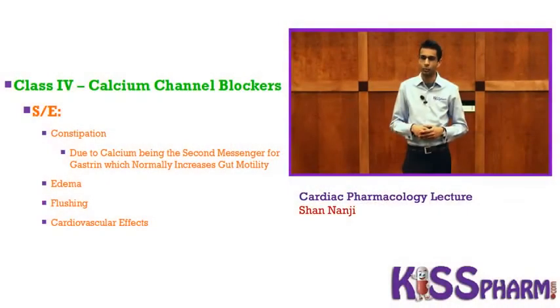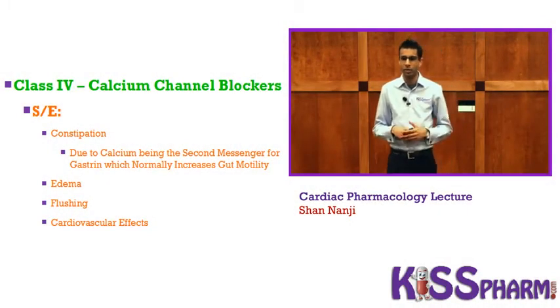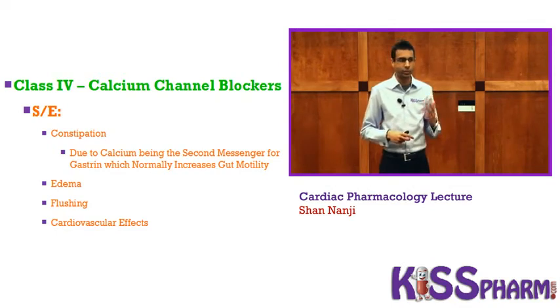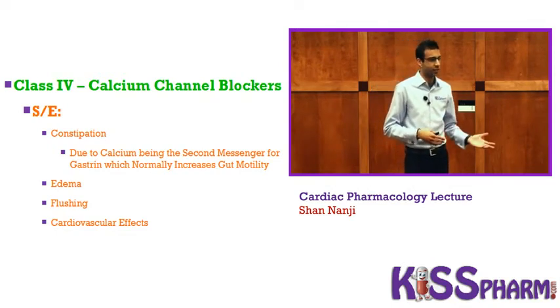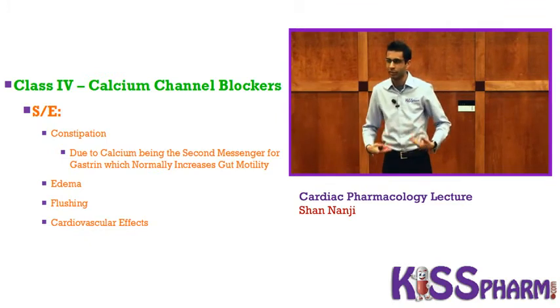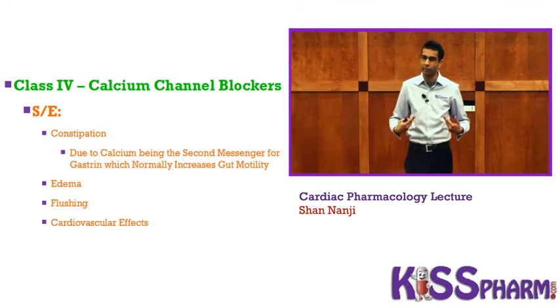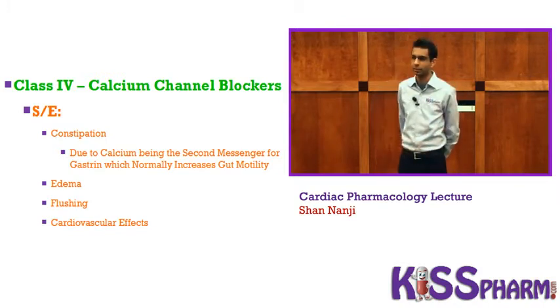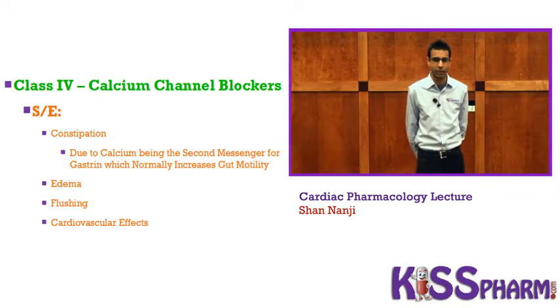Okay? So the side effects of these class 4 antiarrhythmics is constipation. And the explanation as it relates to gastrin is there. It blocks the second messenger for gastrin, which normally increases gut motility, so now you have decreased gut motility. If you're not going to have motility in your gut, you can't get rid of your stuff, you can't poop, you're going to be constipated. Okay? Side effects of constipation, edema, and flushing.